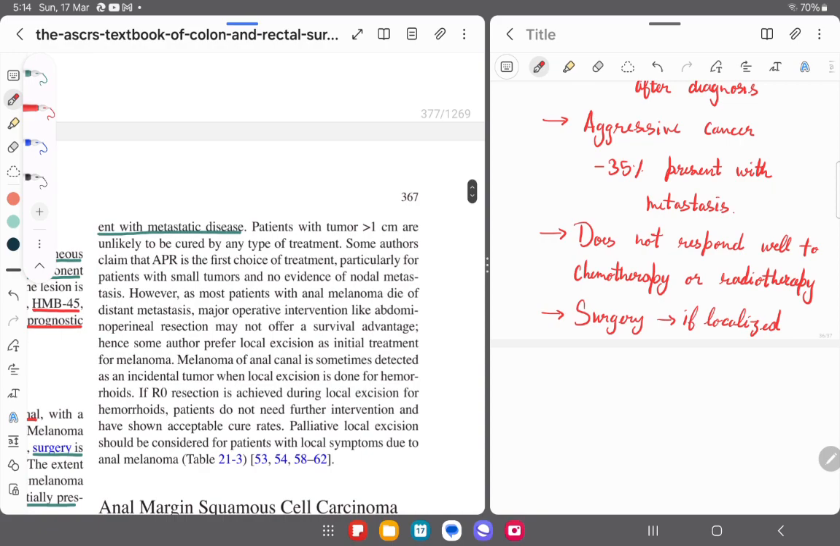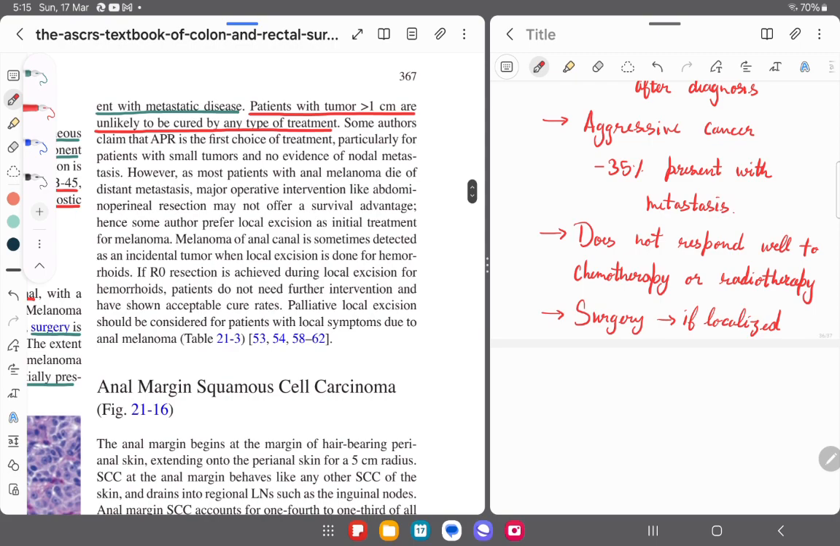Tumor more than 1 centimeter are unlikely to be cured by any type of treatment. Some authors claim that APR is the first choice of treatment, particularly for patients with small tumors and no evidence of nodal metastasis. However, as most patients with anal melanoma die of distant metastasis, major operative intervention like APR, abdominal perineal resection, may not offer a survival advantage, and some authors prefer local excision as initial treatment.